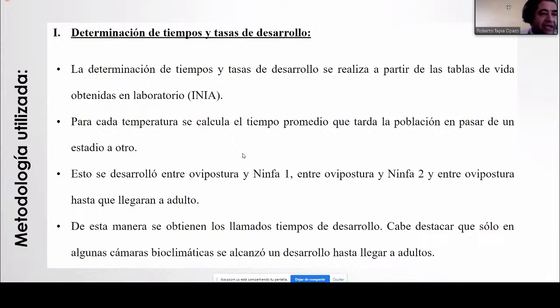Following with the methodology. A bit more on the methodology under determining times and rates of development. The determination of times and rates of development is done based on life cycle tables obtained by our research institute. For each temperature, there's a calculation of average time for the population, or the time it takes a population on average to go from one stage to the other. There may be differences with the project presented by Dr. Kurkovic.